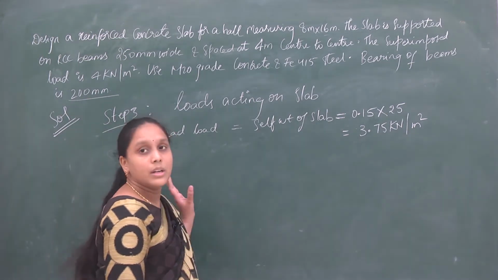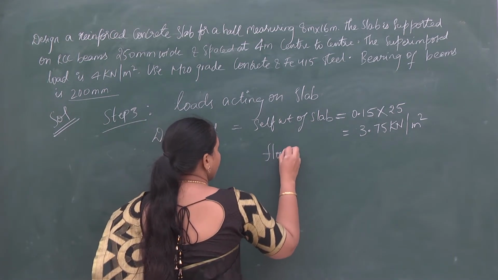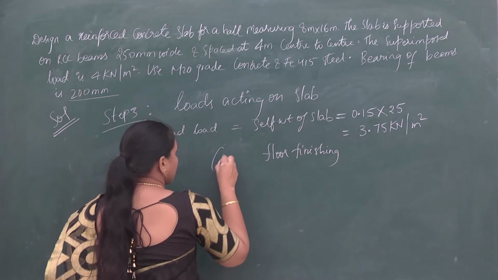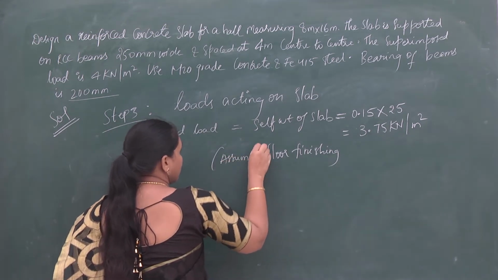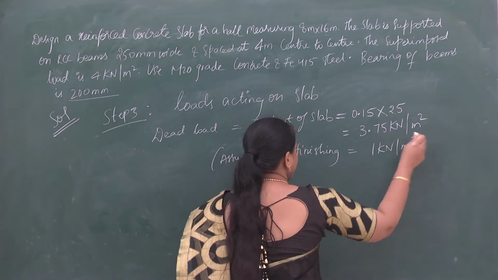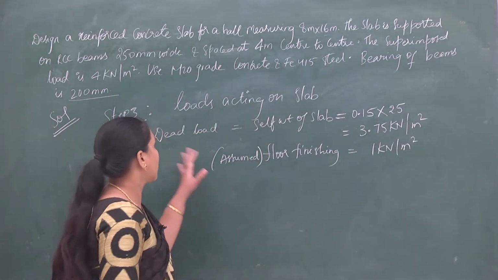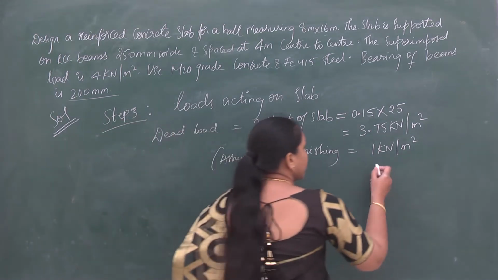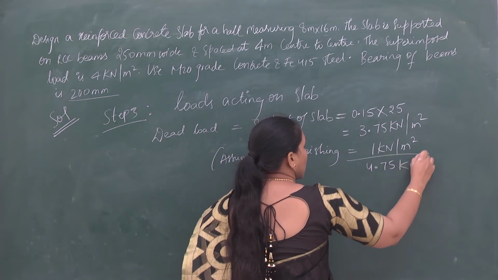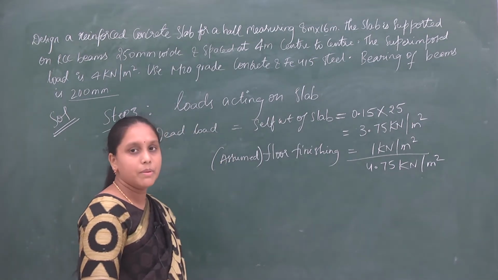So in the question, the floor finishings is not given. So here I am assuming a suitable weight for floor finishing. That is, this is going to be an assumed value and taking this value to be 1 kilonewton per meter square. That is, the weight of the floor finishing is 1 kilonewton per meter square. So this also comes under the dead load. So what will be the total dead load? The total dead load will be 4.75 kilonewton per meter square.